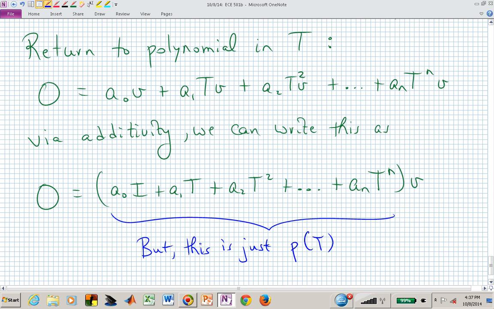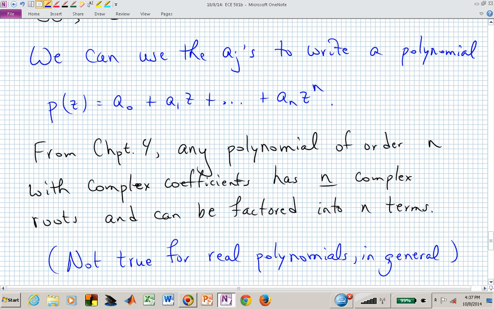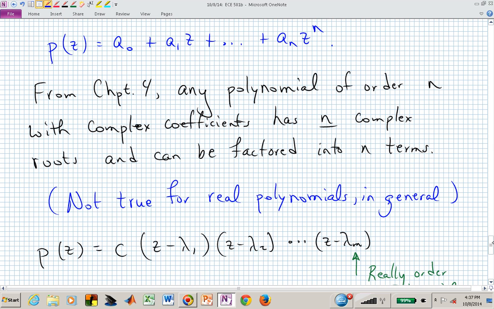This is really p of T. If you look at what's in parentheses and compare that with this p of z, we've now simply replaced z with our operator T in that parenthetical relationship. But now that we have that, and we know that we can factor p of z into this expression by our algebra, that any complex coefficient polynomial of order n has n roots.